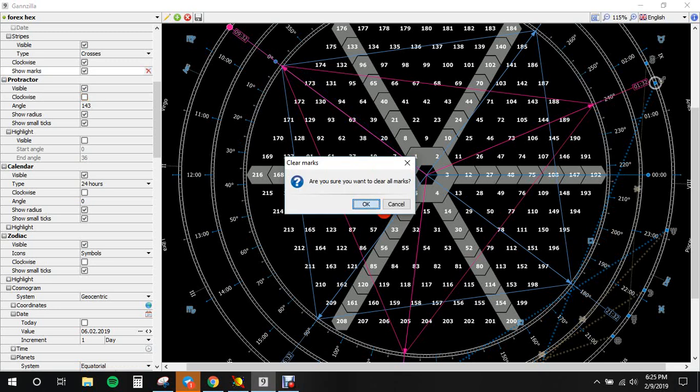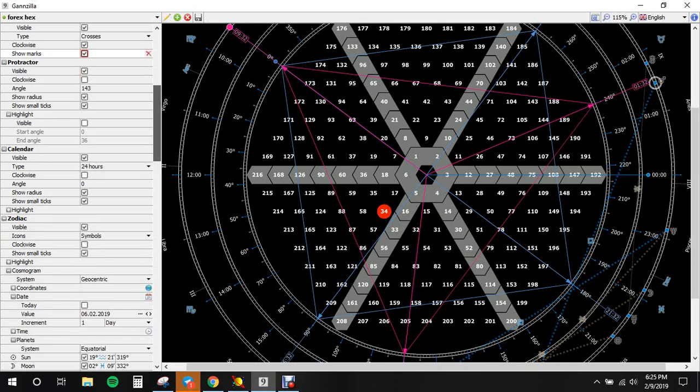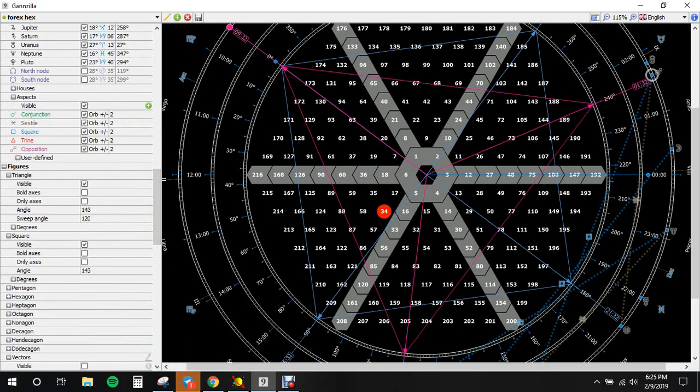Just going to clear these marks. So that was a nice solid low. And we want to move the calendar forward to the 9th. And you can see this is moved at 322. You can definitely check that. But we have ours set to 143.